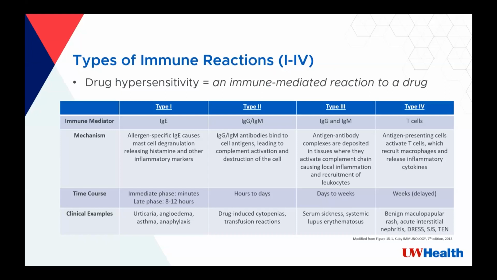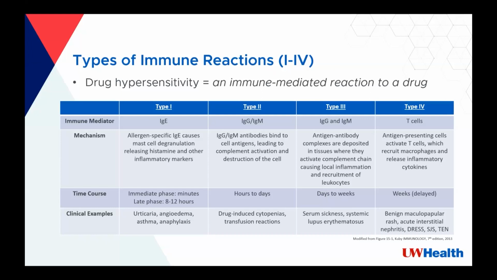Type 2 is our IgG and IgM mediated, where antibodies bind to cell antigens and cause phagocytosis or cytotoxicity that will lead to cell destruction. These are more delayed than type 1, usually beginning in hours to days after initiation, and they will typically present as drug-induced cytopenias and transfusion reactions.